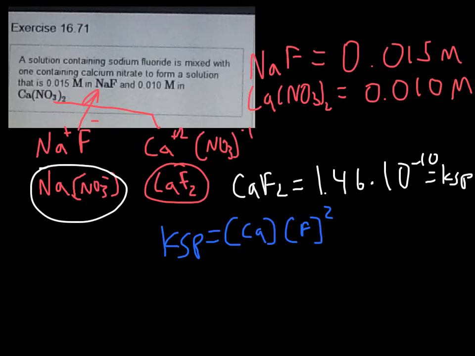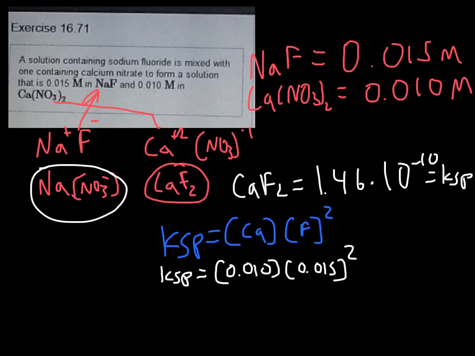We get Ksp equals 0.010 multiplied by 0.015 squared. Now you might be wondering, how come you don't multiply by 2 there? You don't have to, because the concentration they give you at the top of the problem is the final concentration. It's the final product, so that's exactly what you plug into this Ksp expression here.